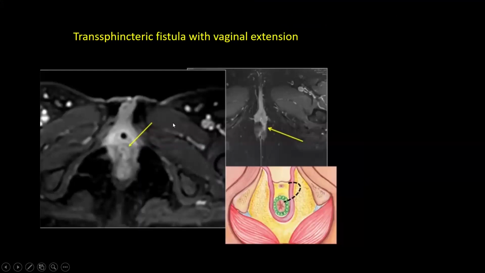Okay, this was an interesting case. This was a lady with Crohn's disease, right? And there was actually nothing else other than this very small tract, which actually was not very clear on the T2. But when we did a post contrast, we could see a tract. And look, what is this tract doing? It is going inferiorly, posteriorly, and it is actually opening into the vagina. So this is a transsphincteric fistula with vaginal extension.